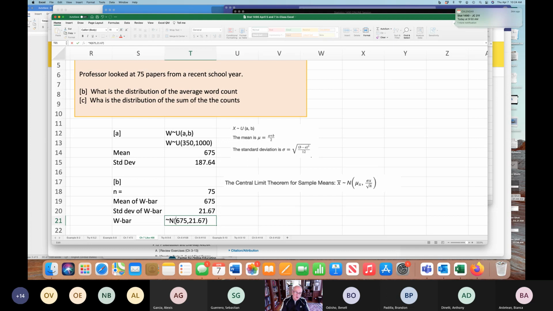Now, if I ask any questions, what's the probability of the average paper being more than 700 words? What's the probability of the average of the papers being less than 600 words? I can answer all those questions because I have a distribution that will help me get it. It's a normal distribution.